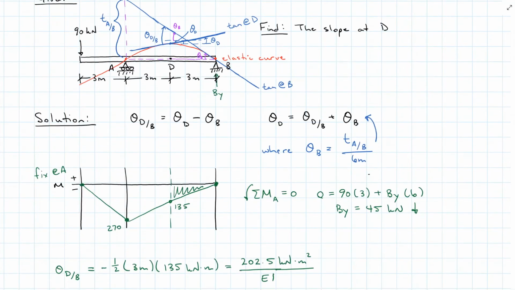Next we need Theorem 2, which is TA with respect to B. So that is all the area between A and B. And we're going to sum those moments about A.